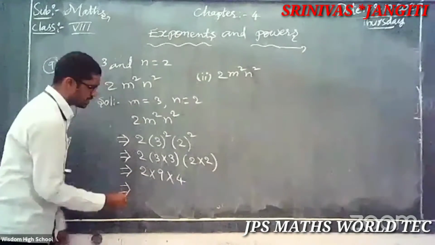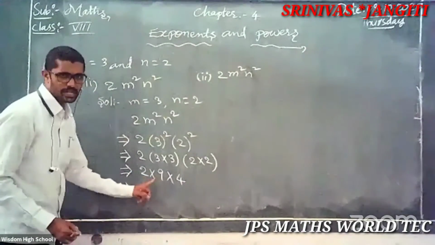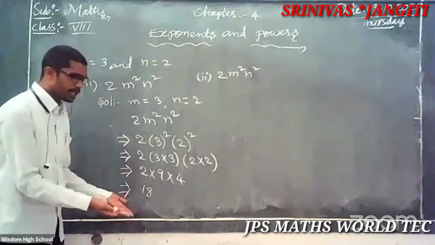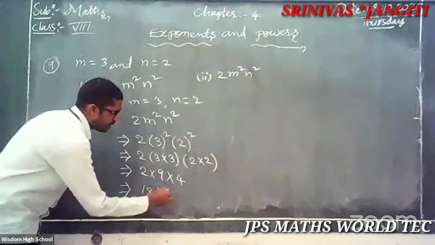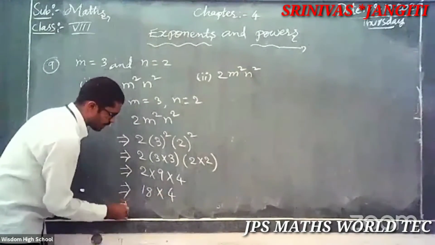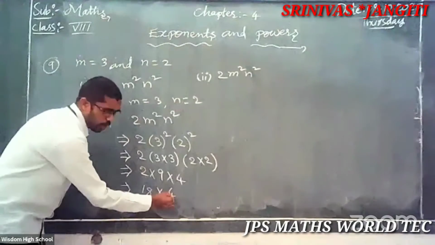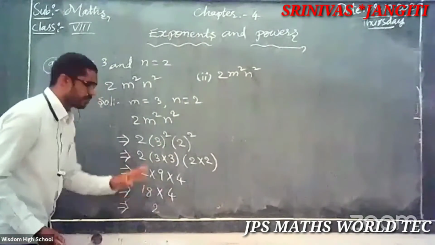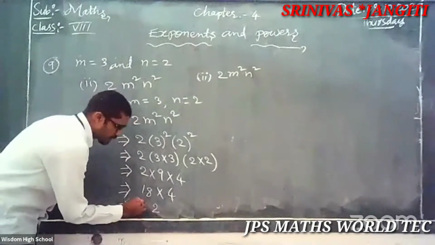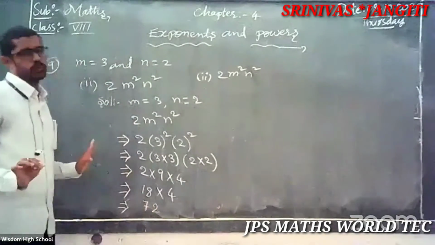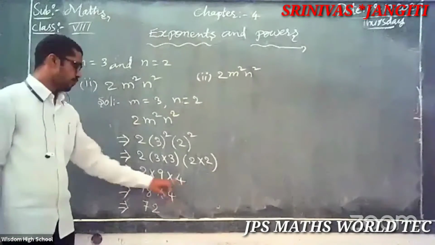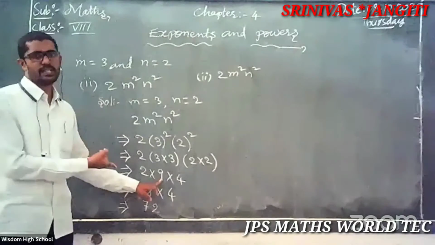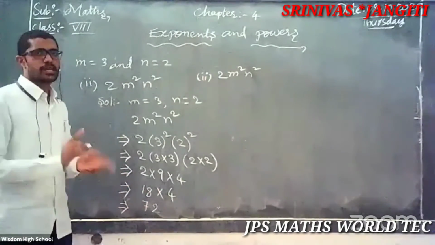So that implies what is here? 2 nines are what? 2 nines are 18, right? Then 18 times what is here? 4. So finally, what do you get? The solution is, 4 eights are 32, 3 carried. 4 ones are 4, plus 3, what is here? Yes, 72. Is it clear? Otherwise, 4 nines are 36, 36 times 2, what is here? Yes, 72. The same way.